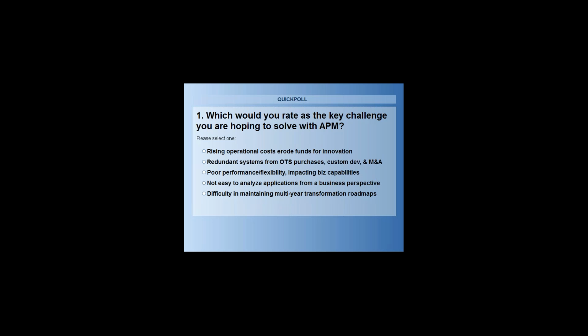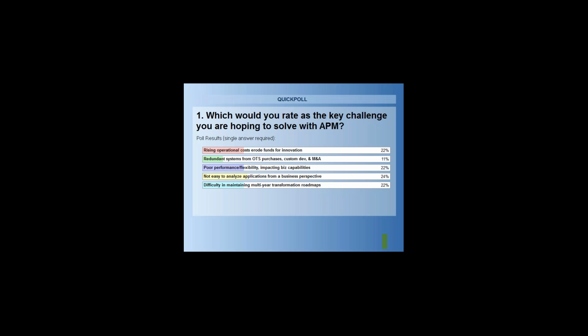Okay, so I think we can shut down those polls. It's interesting, it's pretty much tied here. So rising operational costs to free up funds for innovation, 22% voted it as the key driver. Redundancy, only 11%. Poor performance impacting business capabilities, 22%, and about the same, 24% and 22% for the remaining. If I was a betting man, I probably would have placed most of my money on the operational costs and rationalizing costs to be the key driver. But very interesting to see that there's pretty much an even split across these 5 or so.